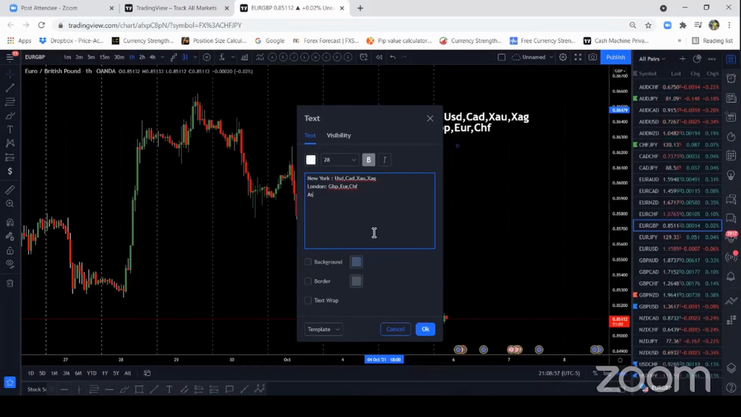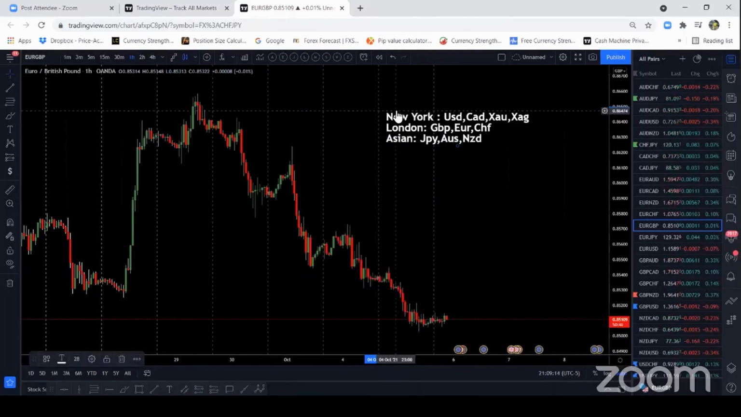For Asian session, that's where you focus on pairs that have the Japanese yen, the Australian dollar, New Zealand dollar. So basically, while we're sleeping here in America, London session is going on, 1 a.m. to 10 a.m. Central Standard Time.